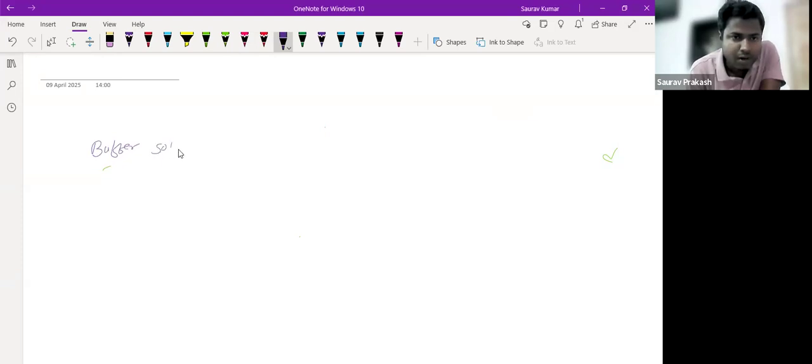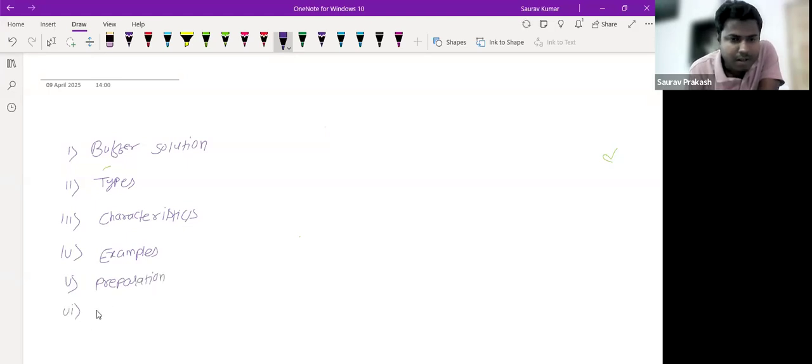We will learn what buffer solutions are, their types, their characteristics, their examples, and preparations of buffer solutions, and last we will solve pH calculations. This is what we are going to learn in today's class. So let's start from the definition.